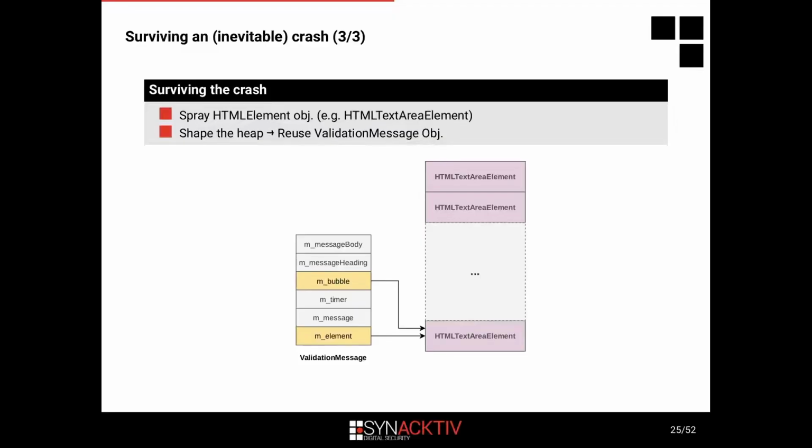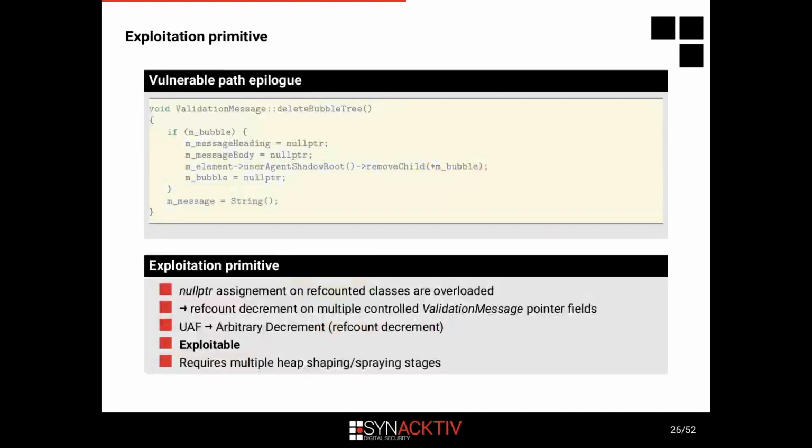Okay, now how can we survive an early crash? The first step is to spray a couple of HTML elements. And by doing that, they end up allocated at some predictable location. Then we shape the heap so that we can reuse our target object and fix the mBubble and mElement values so that they point to the address that we predicted. So this way we can survive the early crash.